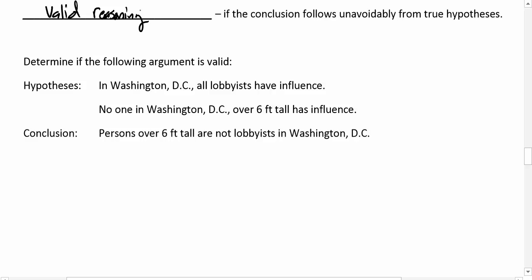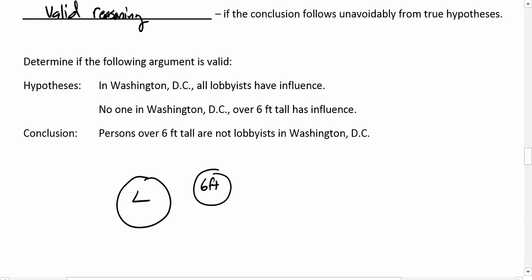All right, I'm going to go about doing this, illustrating this through Venn diagrams. And what I'm going to do is I'm going to say in Washington, D.C., all lobbyists have influence. So here's the influence bubble, and all the lobbyists live inside it. No one in Washington, D.C. over 6 feet tall has influence. Okay, so if you're over 6 feet tall, you don't live in the influence bubble. You live somewhere else. You have another bubble you live in. That's the 6 feet tall bubble. Say there's no one in the 6 feet tall bubble is in the influence bubble.